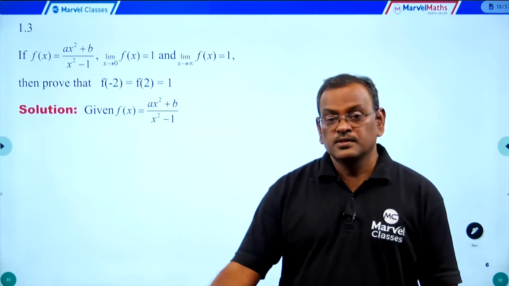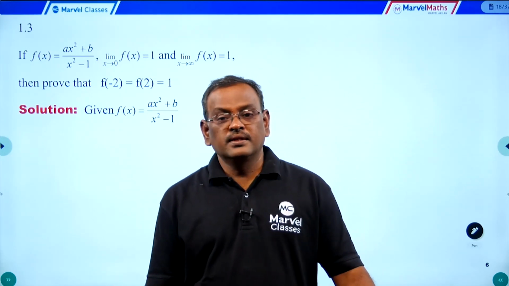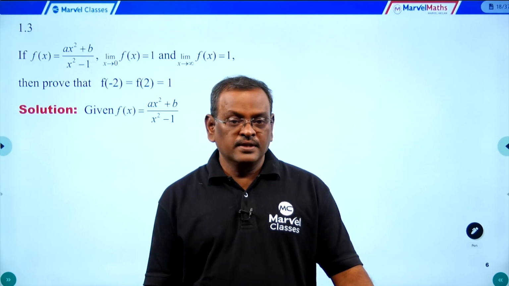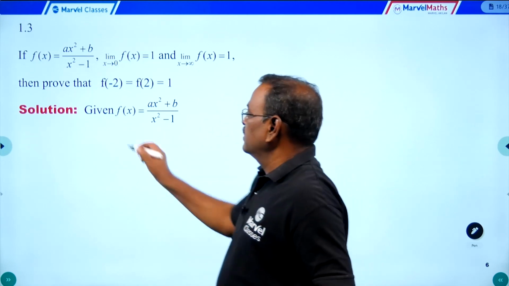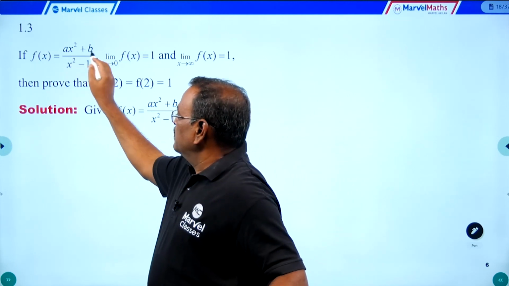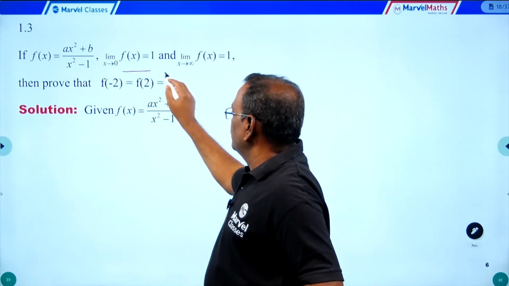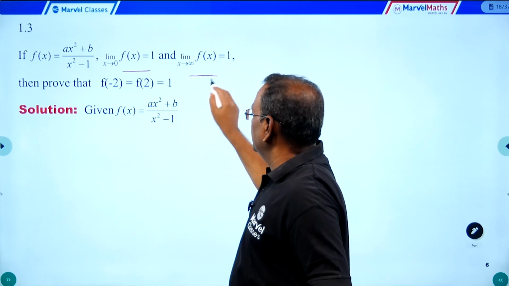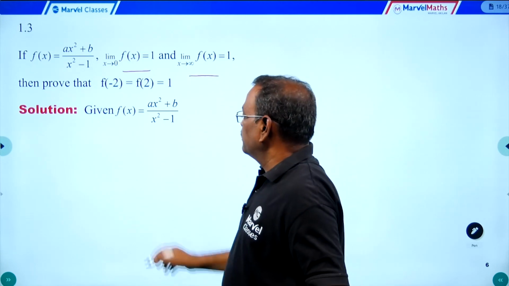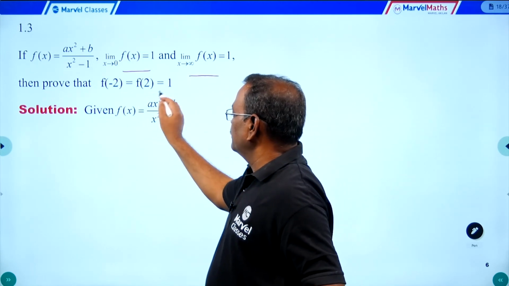Hello students, this is one of the very important questions. Here the limit exists, already given in the question, but two unknown constants are there. If f of x equals (ax square plus b) by (x square minus 1), and limit x approaches 0 f of x equals 1, limit x approaches infinity f of x equals 1, then prove that f of minus 2 equals f of 2 equals 1.